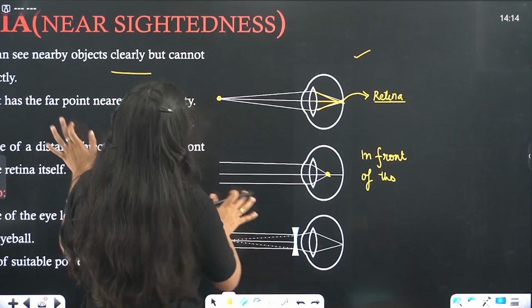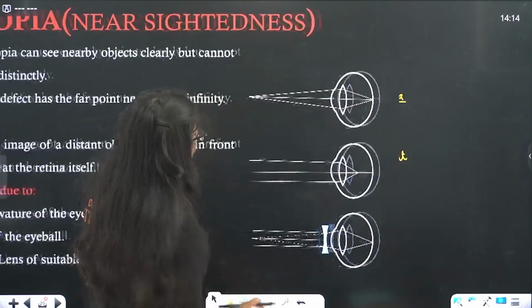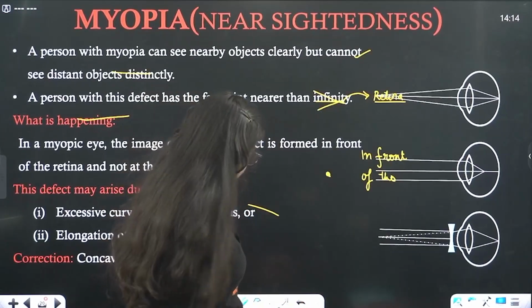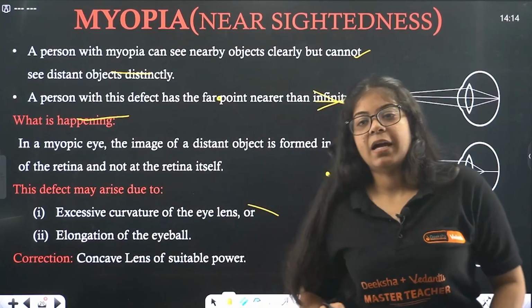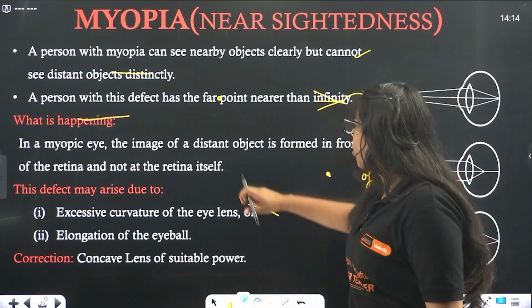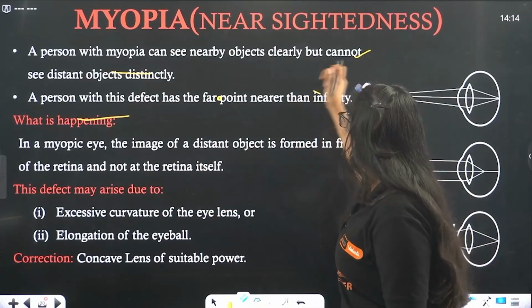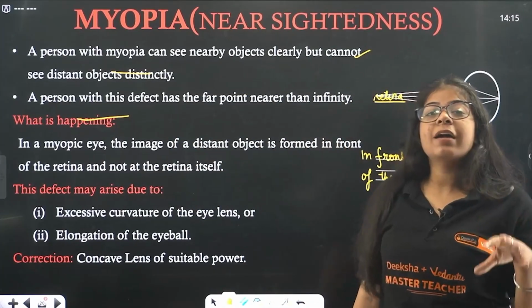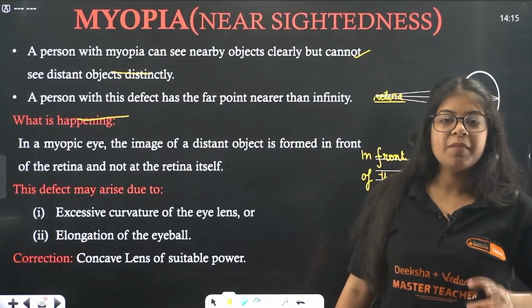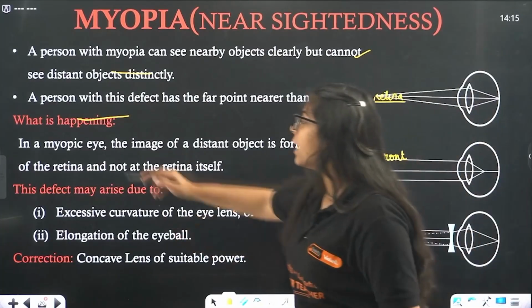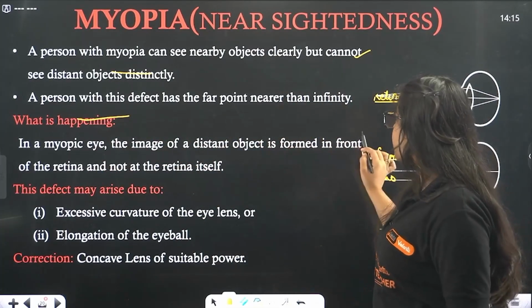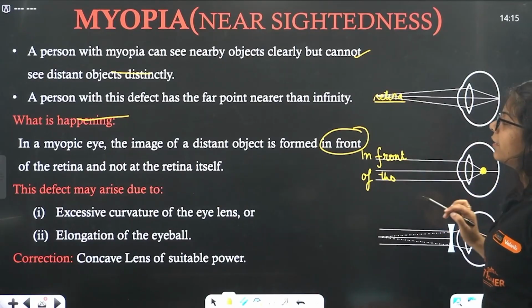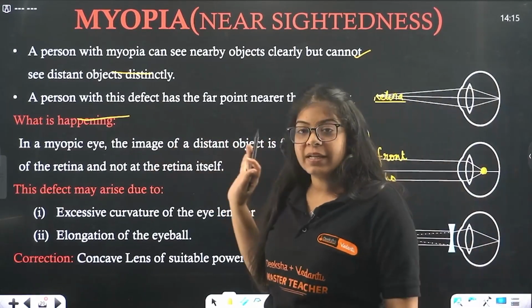So, beta, to correct this, let me move it back. Now, to correct this, beta, we use a type of lens. That means I am wearing specs. What is a specs? It is a lens, right? So I am correcting my vision. What is happening? In a myopic eye, the image of a distant object is formed in front of the retina and not on the retina itself.